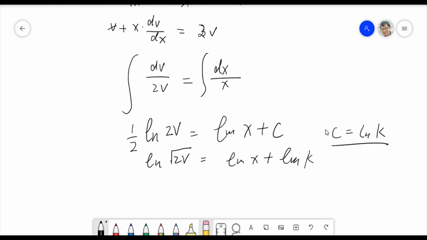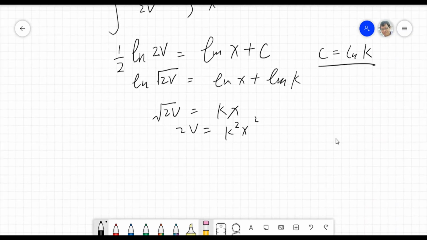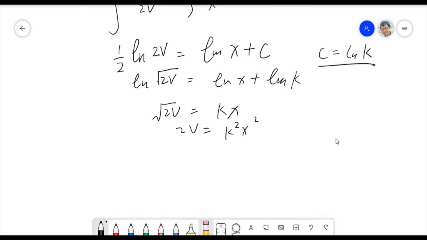Since both sides have ln, and they're equal, their arguments should be the same. So the square root of 2v equals kx, right? So 2v equals k squared x squared, am I right? And then v equals k squared x squared divided by 2.